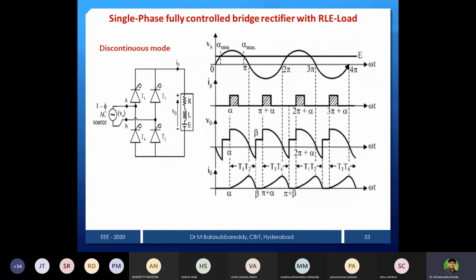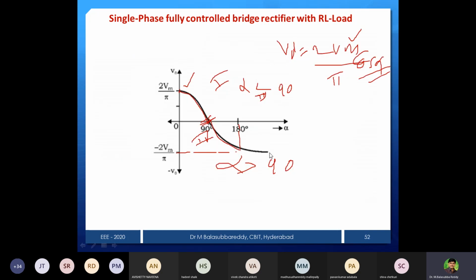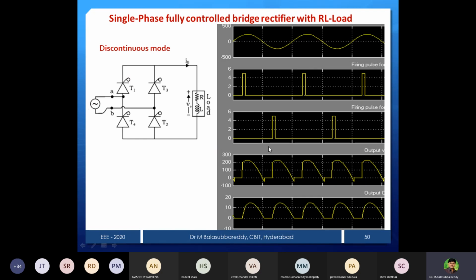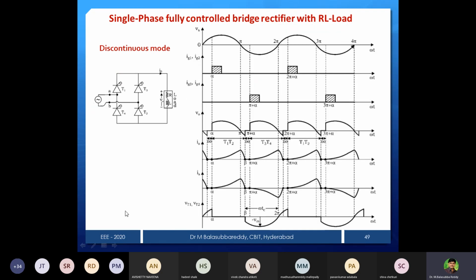And now we can see this RLE load. What is the difference of the RLE load? Now it acts as a motor. On the output load side, it is a motor. Now there is a gap; the waveforms are exactly the same, nothing else. This is a discontinuous mode of operation. Whatever waveform I showed here, this and that are the same. The only difference is this thing.